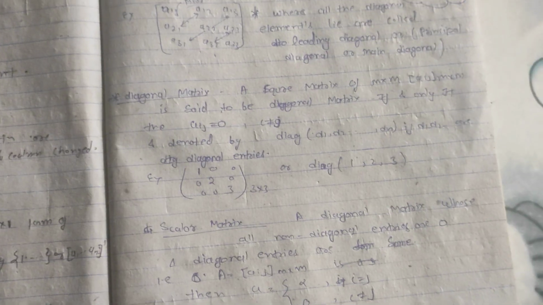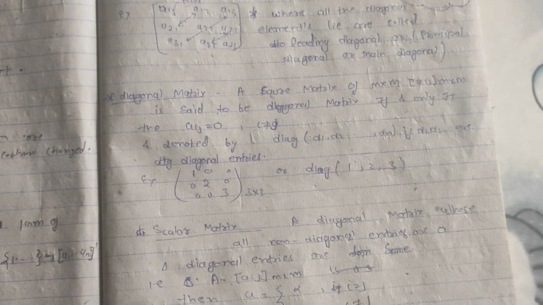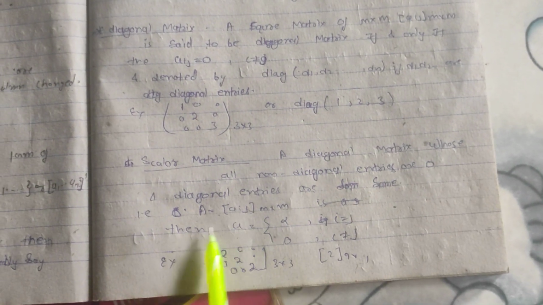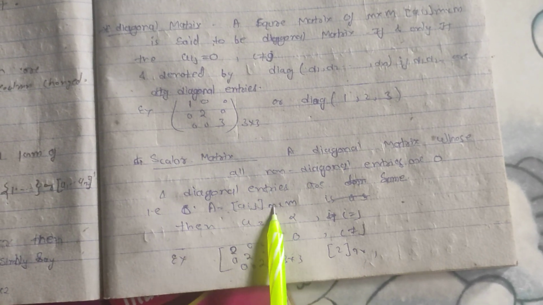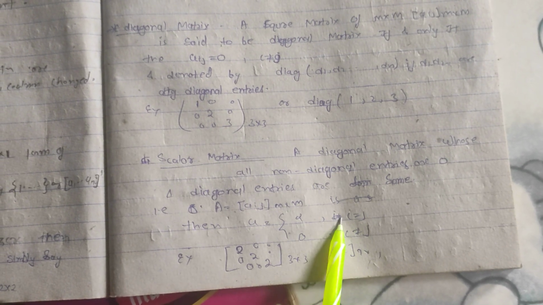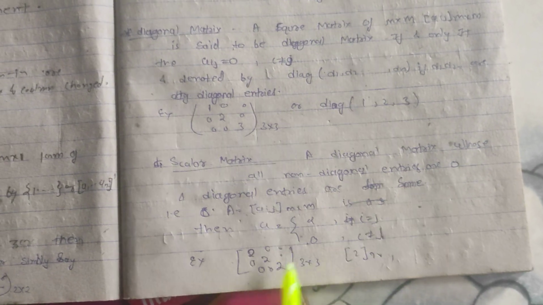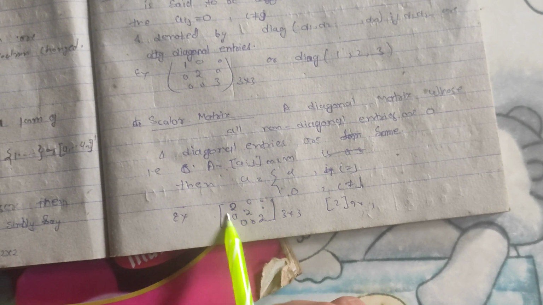Scalar matrix: a diagonal matrix whose non-diagonal entries are all 0 and whose diagonal elements are all the same is said to be a scalar matrix. In mathematical notation, A is a square matrix aij of m cross m, where A equals alpha when i equals j, which are the diagonal entries, and aij is 0 where i is not equal to j. Here is an example: all elements except the diagonal are 0 and the diagonal entries are all the same, in a 3 by 3 matrix. This is also a diagonal matrix.